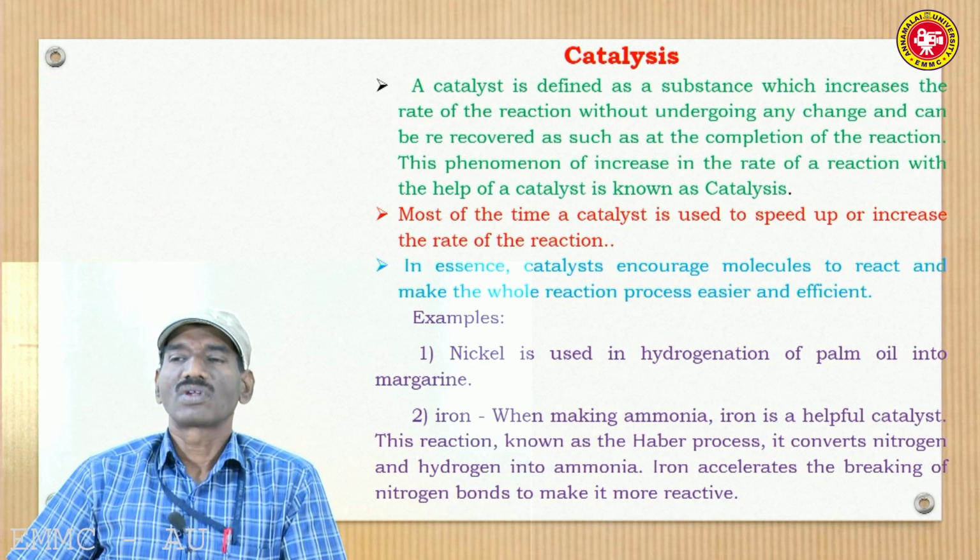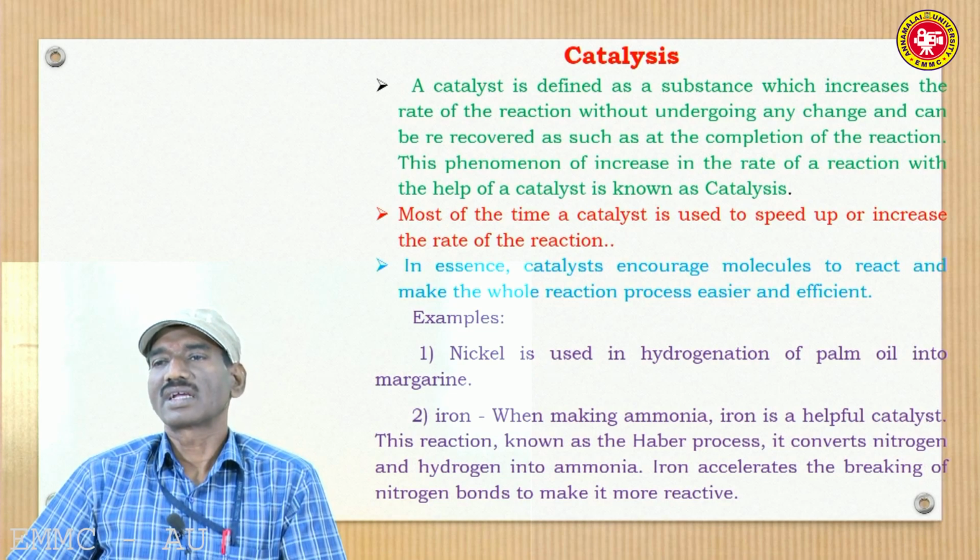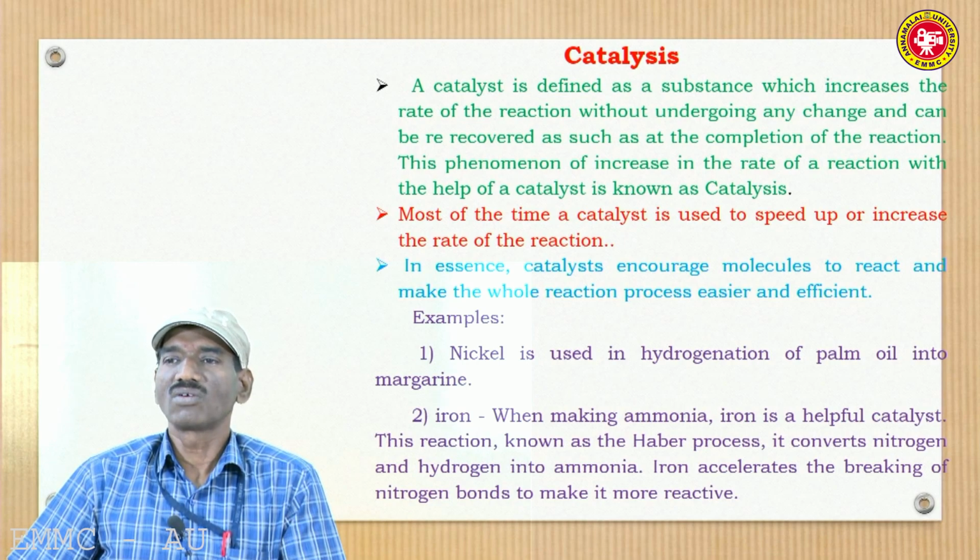Catalyst means one kind of foreign substance. It should not be involved in the chemical reaction, but it may alter the rate of reaction. Sometimes the rate may be increased, sometimes it may be decreased. So, this plays a major role in chemical kinetics. Most of the time a catalyst is used to speed up or increase the rate of reaction. In essence, catalysis encourages the molecules to react and makes the whole reaction process easier and more efficient.